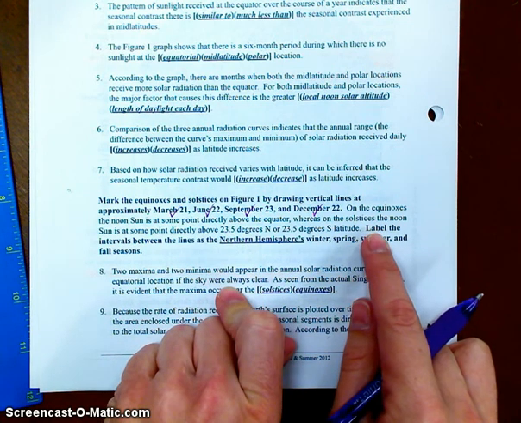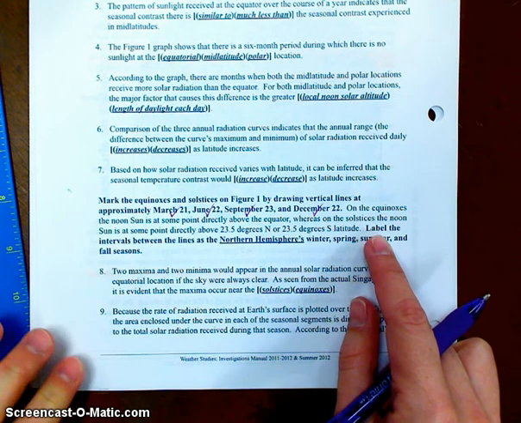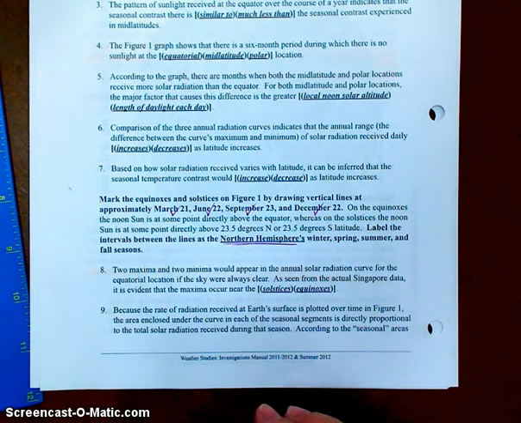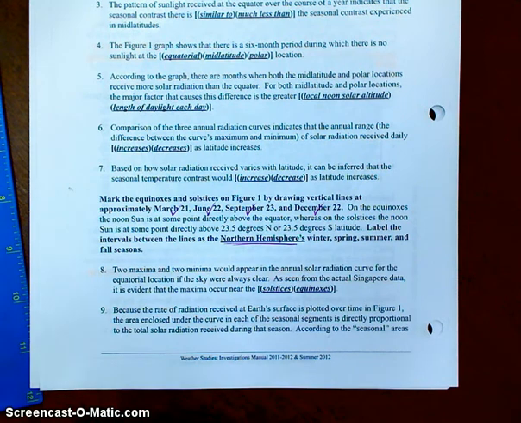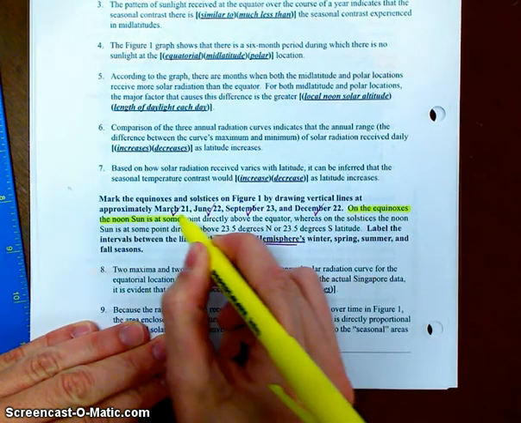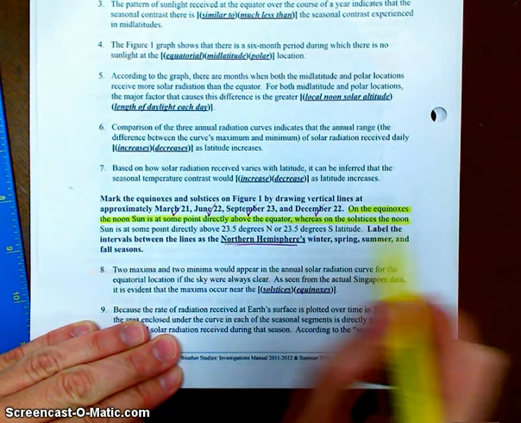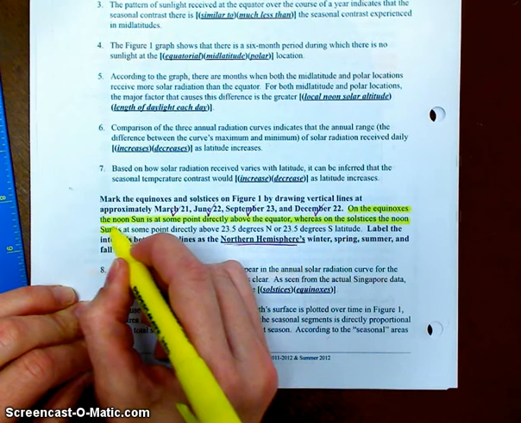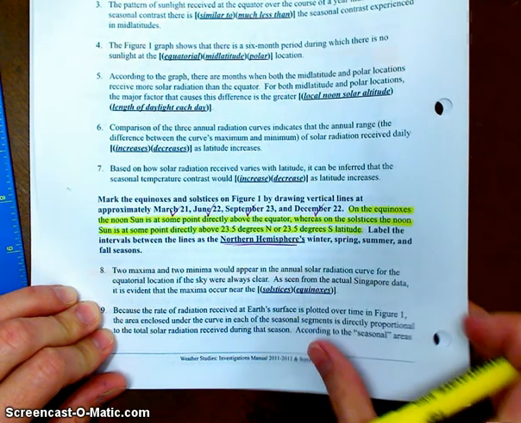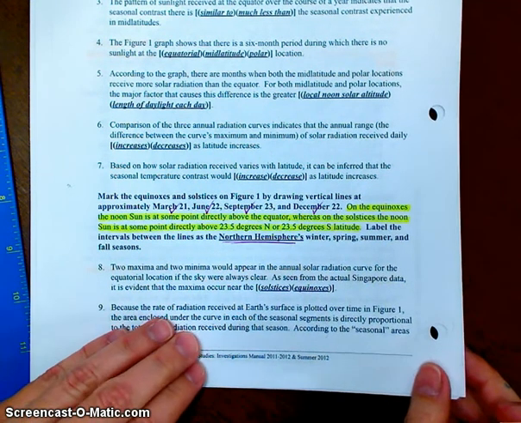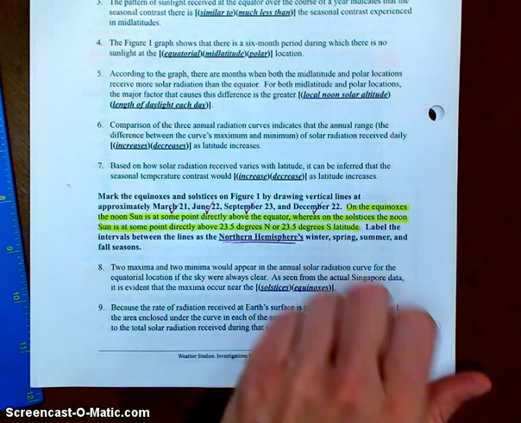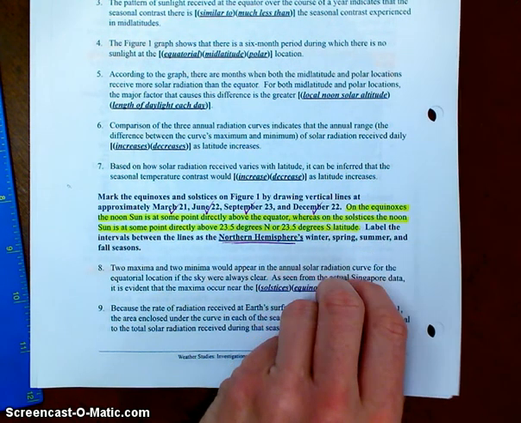Okay? So then it wants you to label the intervals between the lines as the northern hemisphere's winter, spring, summer, and fall seasons. Okay, before we do that, I do want you to go back and highlight that one sentence that said, on the equinoxes, the noon sun at some point is directly above the equator, and at the solstices, the sun is going to be directly above either 23.5 degrees north or 23.5 degrees south, depending on who's having summer and who's having winter. Okay, then it says, label the intervals between the lines for the northern hemisphere, winter, spring, summer, and fall. So let's do that.